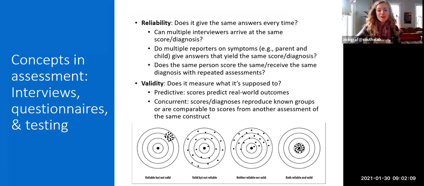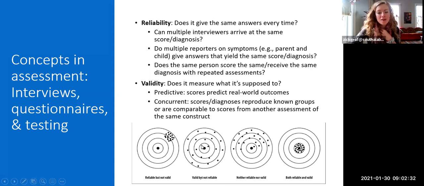A measure that's reliable but not valid, someone might get the same score every time, but their score doesn't have anything to do with what's actually happening in their life. It doesn't capture what it's supposed to capture. A measure that's valid but not reliable might capture what it's supposed to capture sometimes, but that finding can't be repeated consistently with multiple administrations.